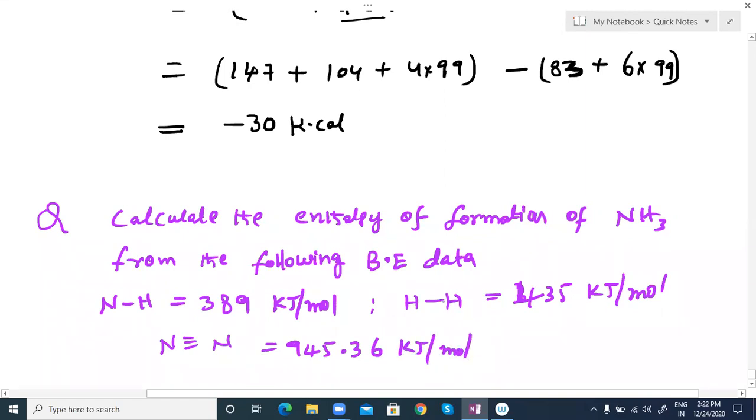Solve the answer. Same principle, addition, subtractions. Nothing else here. Has anyone got the answer? Delta H value.